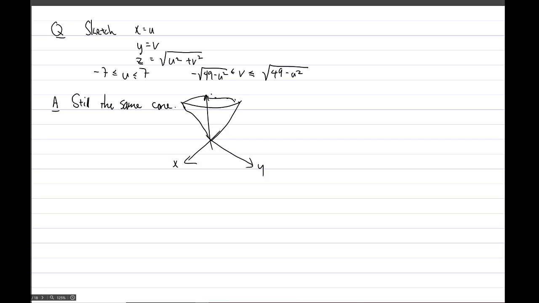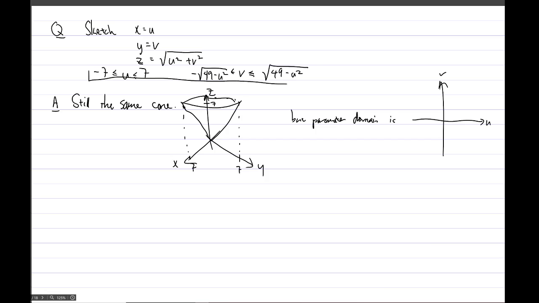That should be a z-axis there all the way up to 7, 7 here on the y-axis, 7 here on the x-axis. Same shape, but here's the thing: the parameter domain is quite different. So what's the shape that we're going to draw on the UV plane based on the information that's right here? This is actually going to be this filled in circle here, of radius 7.